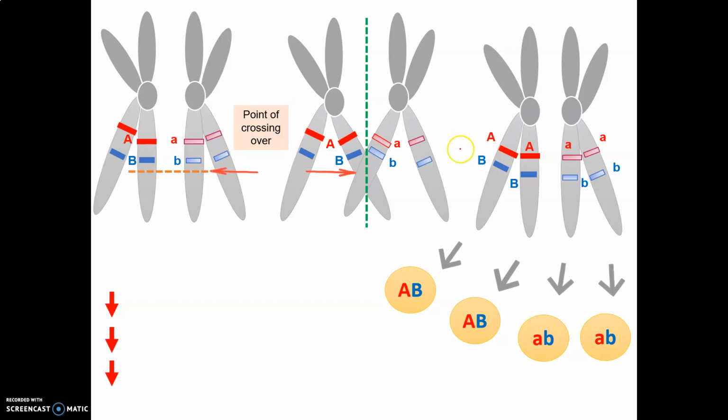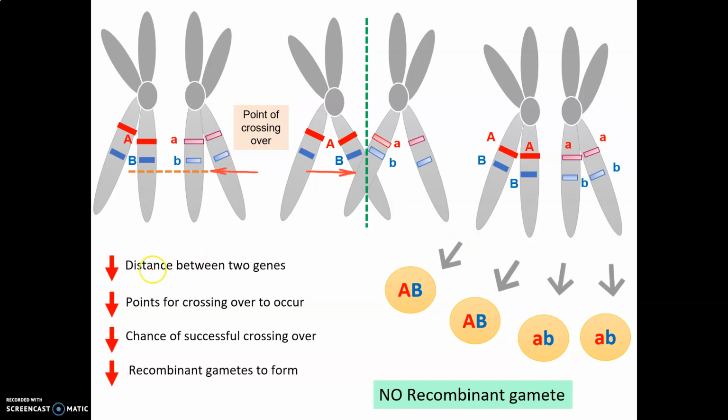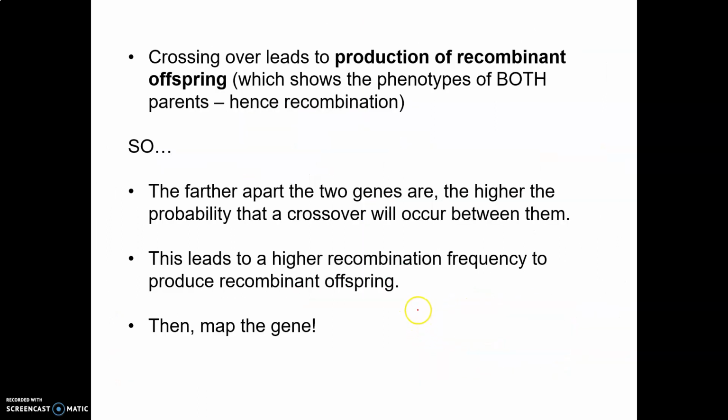But you boleh nampak di sini, no recombinant gamete to form ataupun memang sangat-sangat less percentage of the recombinant gamete to form. Kenapa? Because of the distance between the two genes itu sangat-sangat kurang, leading to the drop. Makin kurang lah points untuk crossing over itu berlaku. Jadi chance untuk successful crossing over itu berlaku sangat rendah dan hasilnya kuranglah recombinant gamete itu untuk dihasilkan, maka kuranglah recombinant progenies yang akan dihasilkan.